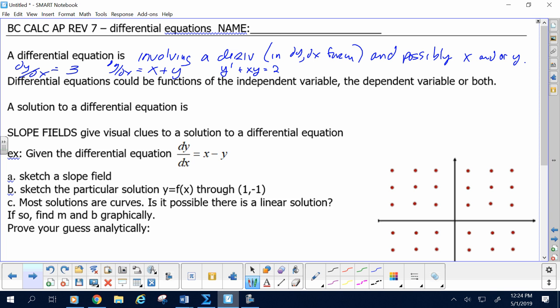Differential equations could be functions of the independent variable, the dependent variable, or both. I just said that, I guess. A solution to a differential equation is when you get rid of the derivative part to get the original y(x) equation.